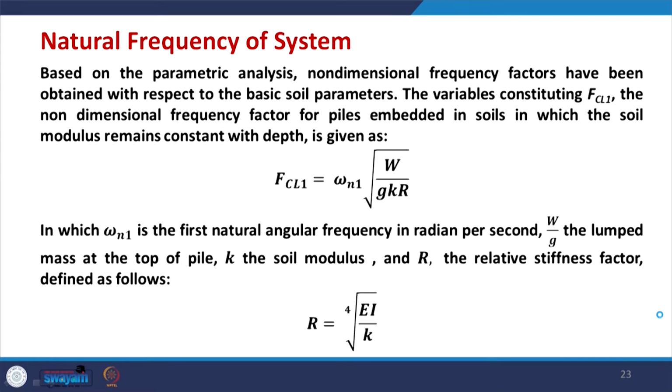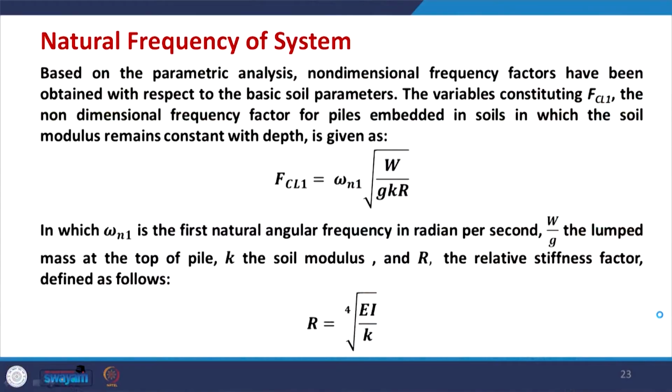Now, what did we do for these two variations? The first one is when the soil modulus is constant with the depth, and the second one is when the soil modulus is linearly varying with the depth. Then we find what is called the natural frequency of the system, and this natural frequency is found in the form of a dimensionless ratio, which is simply the first natural frequency divided by the properties of the soil pile system.